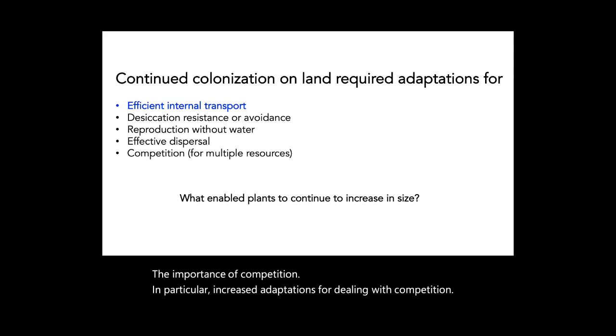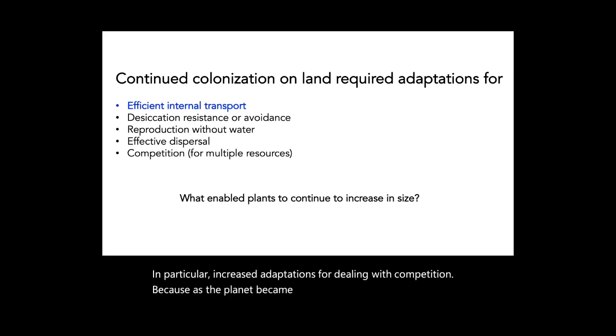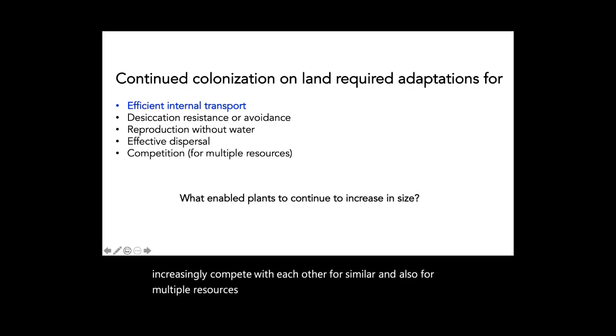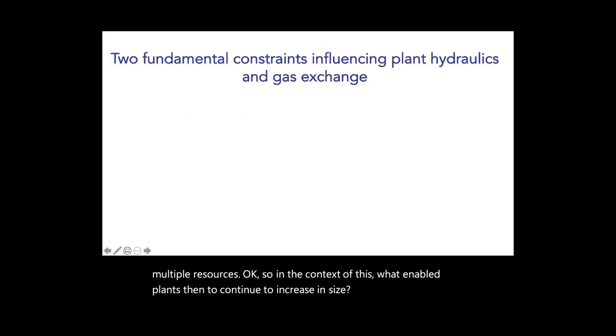Because as the planet became basically filled up, all of land became filled up with plants, plants started to increasingly compete with each other for similar and also for multiple resources. Okay, so in the context of this, what enabled plants to continue to increase in size? So this is where we start focusing on the main general principles influencing whether or not plants can increase in their size. And this is where we start to talk about the importance of plant hydraulics and gas exchange.